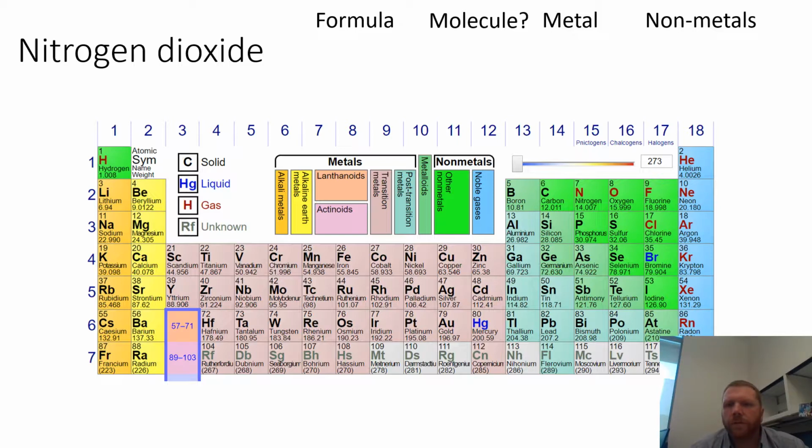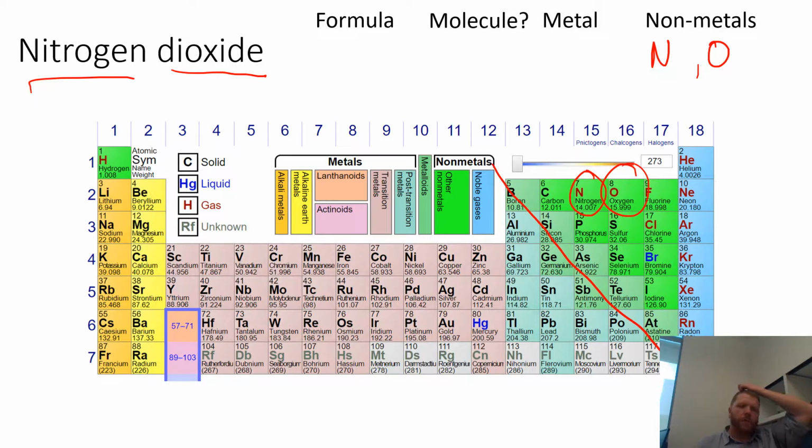Okay, so let's start from the left. Metals, or I'm sorry, nonmetals. Well, on the right-hand side of the periodic table, that's where we're going to find our nonmetals. We've got nitrogen and dioxide. So we've got nitrogen, which is a nonmetal, and we've got oxygen, which is also a nonmetal, so N, O. Okay, what do we know about these two different substances? Well, do we have any metals? No, we do not. Okay, so is this a molecule or not a molecule? This is a molecule because this is not an ion.